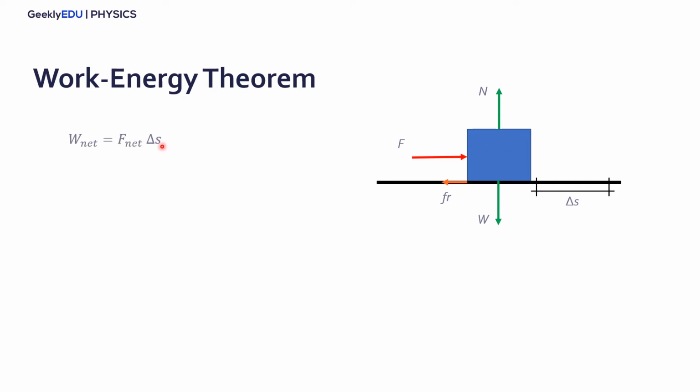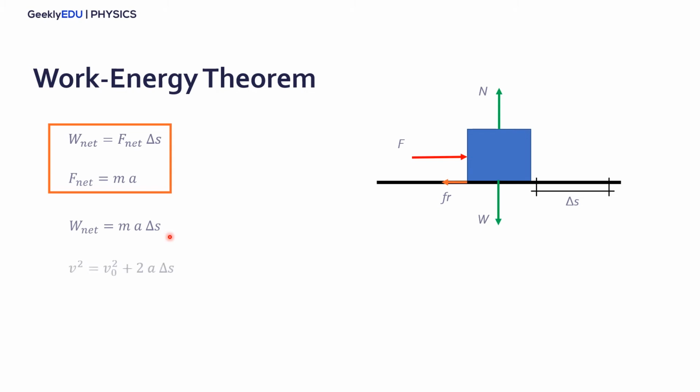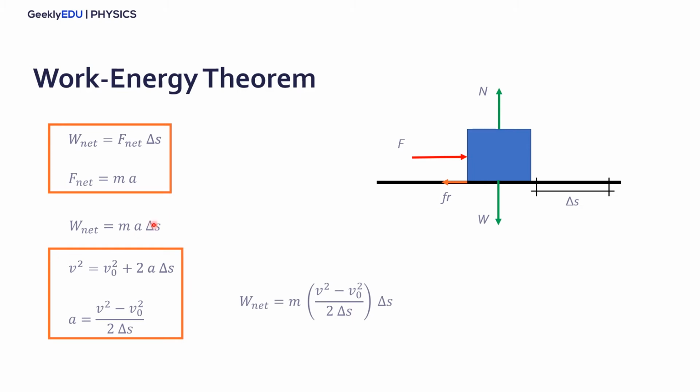If we use the definition of work, the net work is this net force times the displacement. However, we know that the net force is the mass times the acceleration of the block, so we can add this into our first equation. We can keep going and remember Torricelli's equation, which relates the final velocity with the initial velocity and acceleration times displacement. We can isolate the acceleration from this formula and add it to our net work formula. So we end up with this formula here, and we can cancel these two displacements to find the final equation.